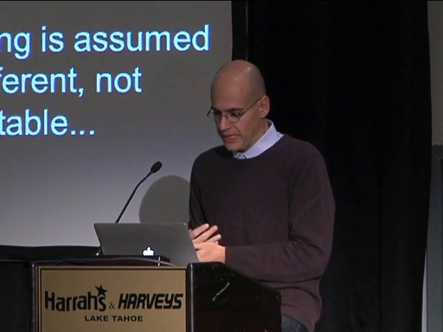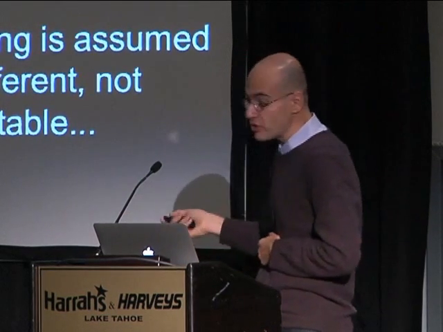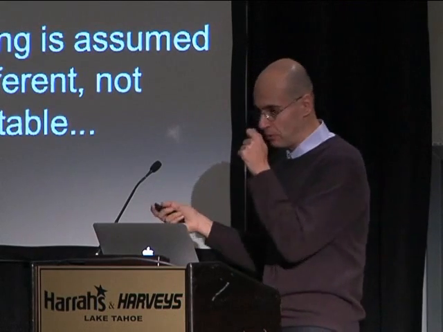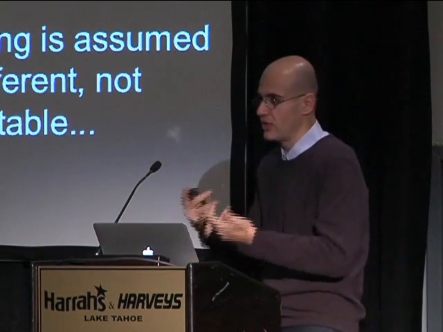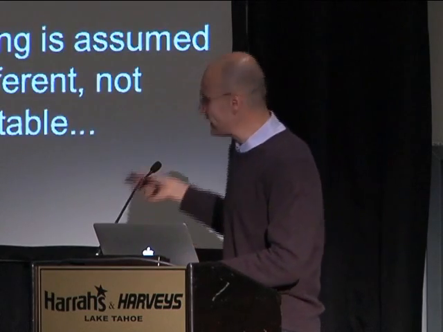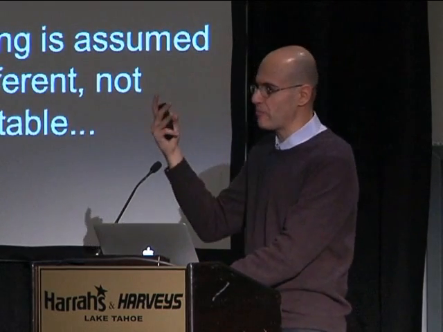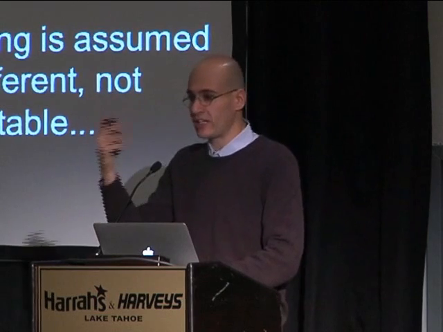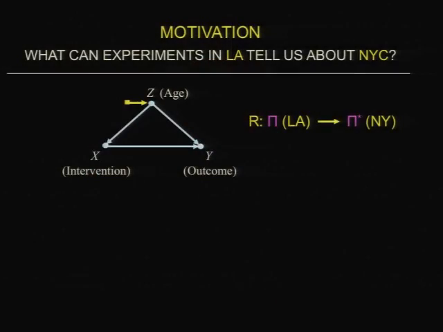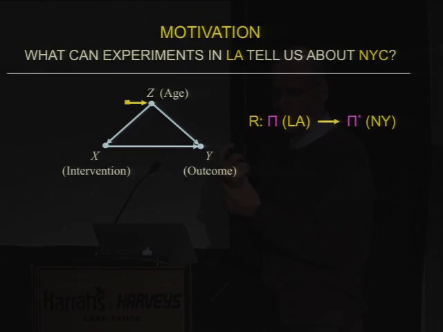And the lab, what I'm talking about here, is usually called setting, domain, population, or study. This is just a metaphor for these blocks. And I would like to show what is in between, because I'm talking in a very metaphorical and high-level way, and I would like to put a face on this thing. The motivational question: what can experiments in LA, where you live, tell us about New York City?